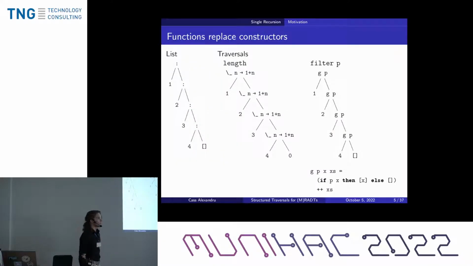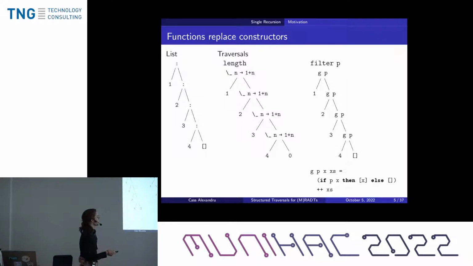So what is actually going on in these kinds of traversals that we saw, like length and filter and a bunch of other ones, is you can think of it as replacing the constructors of your data type with functions. So the list has the cons constructor and the nil constructor, and traversals have a value for the base case and then a value for combining the results of the recursion with the current head element.